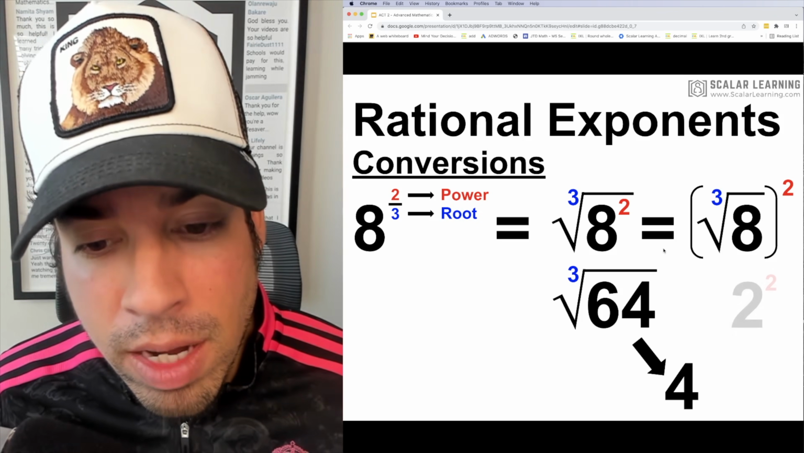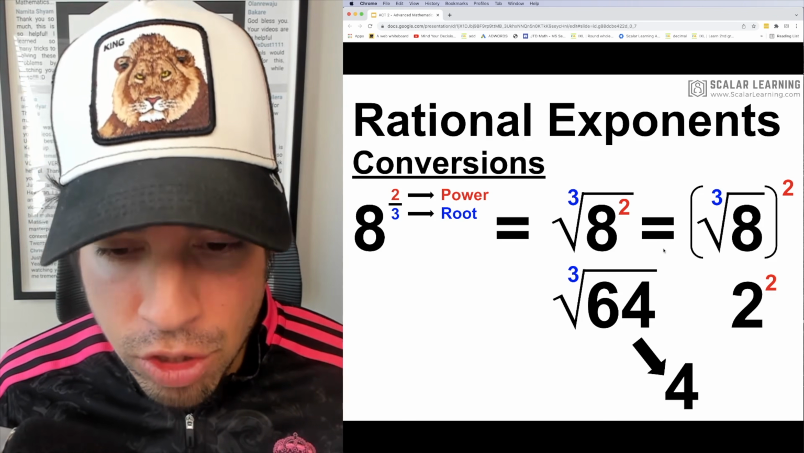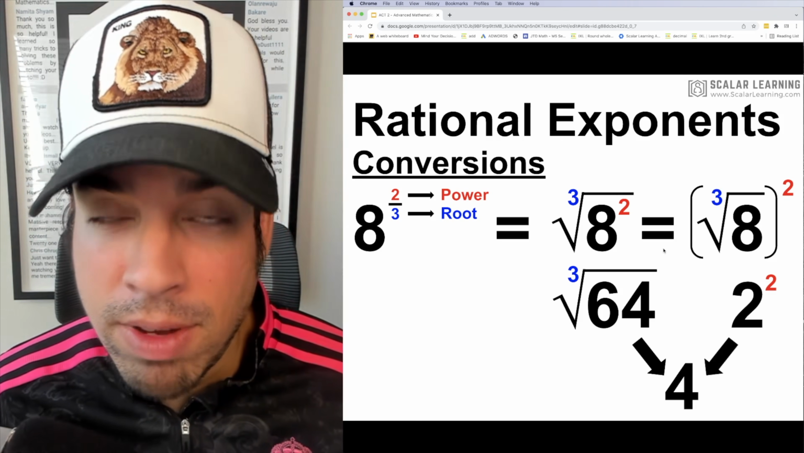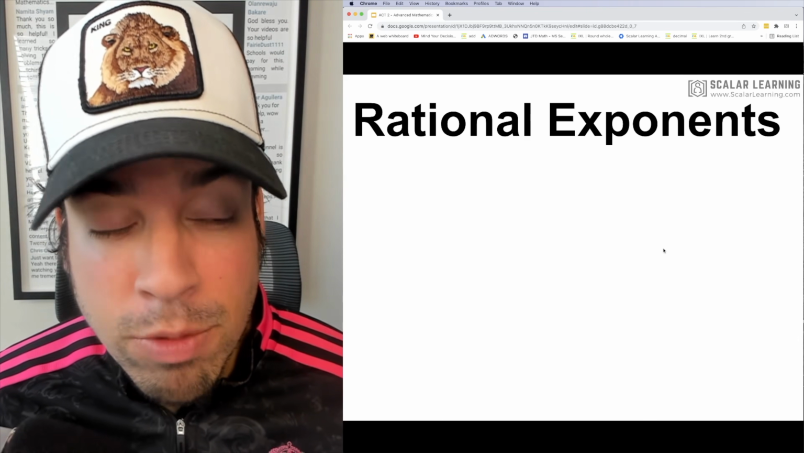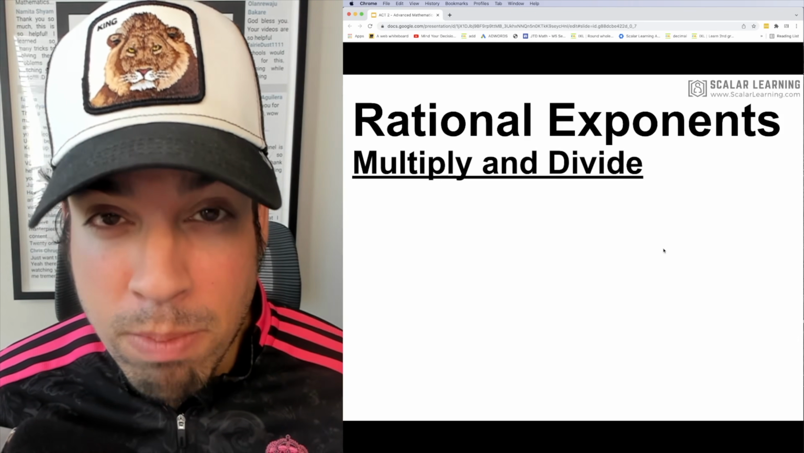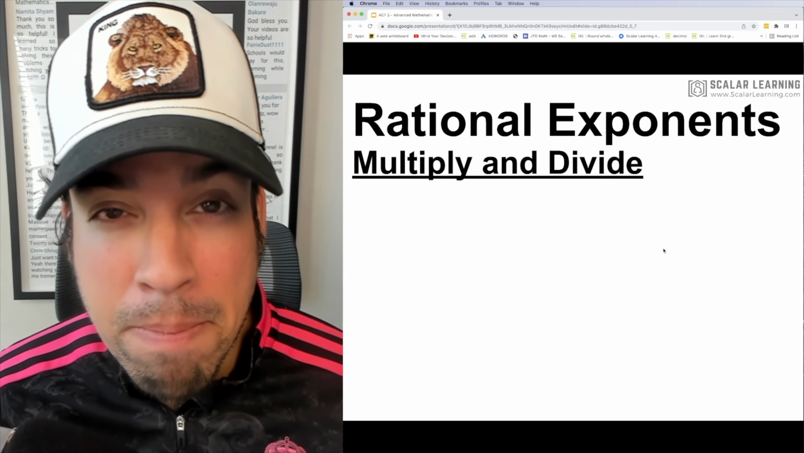And then the second way, we take the cube root of 8, which is 2, and then square that, and we still arrive at 4. Now, when we talk about exponent rules, we need to know what happens when we multiply and divide with the same base. That's the key.